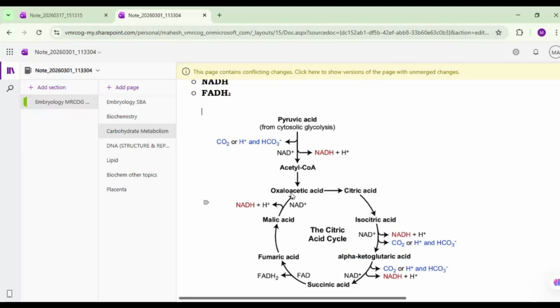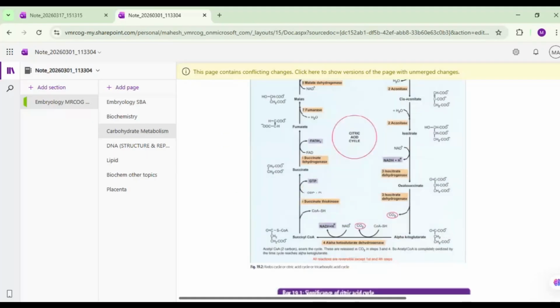In total there are 8 steps in this cycle. In this step you get NADH and CO2. Here also you get one NADH and one CO2. In this step you get one FADH2, and here also one NADH. So in the cycle you get NADH at 3 places and FADH2 at 1 place. Remember these particular steps.